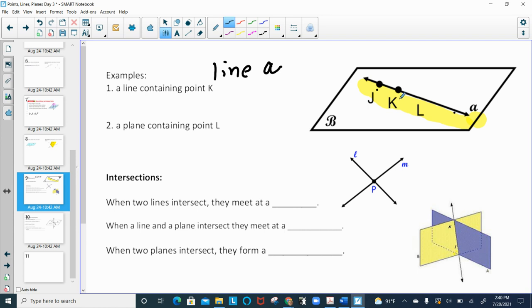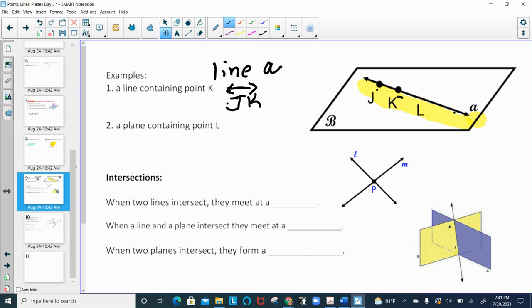Now, the thing that's kind of confusing here is that J and K both have a dot, but L doesn't. So we don't really know what L is. L could be a point and they forgot to make a dot. We just don't have any way of knowing. So we won't use L because we're just not sure what it is.